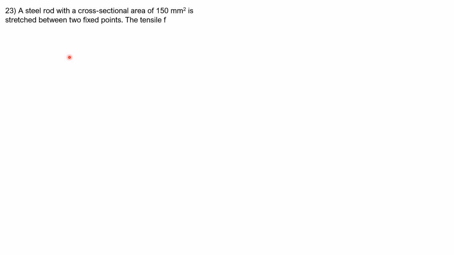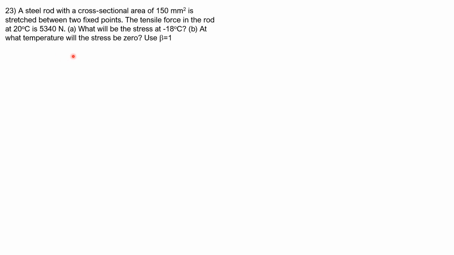Okay, let's have problem 23. A steel rod with a cross-sectional area of 150 mm square is stretched between two fixed points. The tensile force in the rod at 20 degrees Celsius is 5,340 newtons. What will be the stress at negative 18 degrees Celsius? Letter B, at what temperature will the stress be zero? Use beta 11.7 times 10 to the negative 6 per degree Celsius.